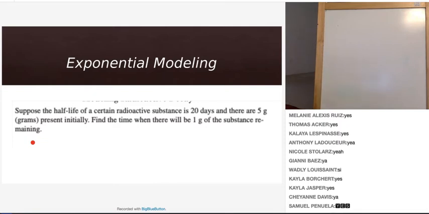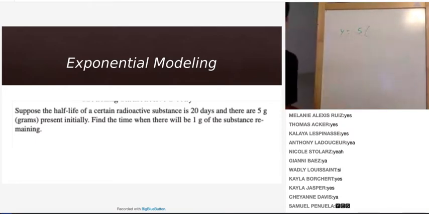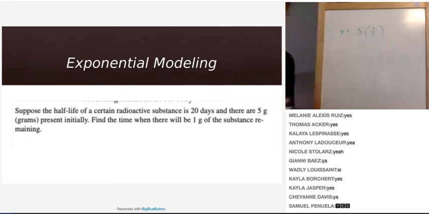All right, let's make sure we're on the same page here. So we know we have 5 grams present initially. Now the rate, let's think about it, right? Every 20 days it's getting cut in half, so it's a 50% decrease, but we're going to say 1 minus 0.5, which leaves us with 0.5, or actually 1/2 is better here. It doesn't matter. You can write 0.5. Now, here's the key.